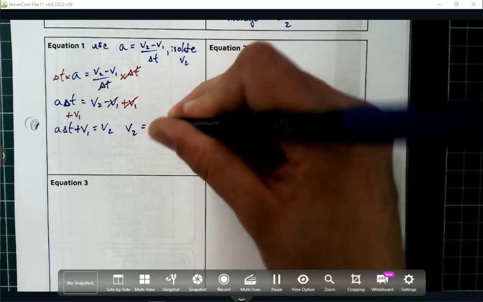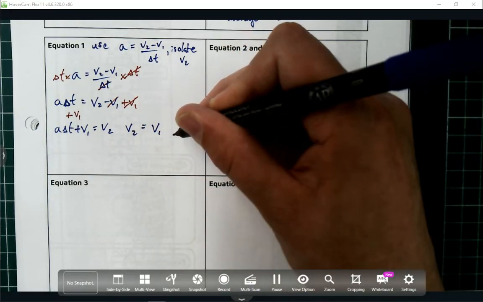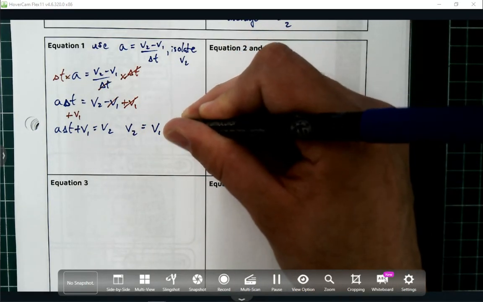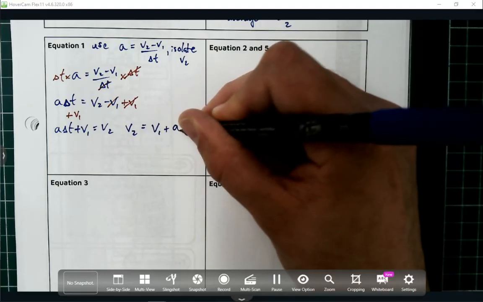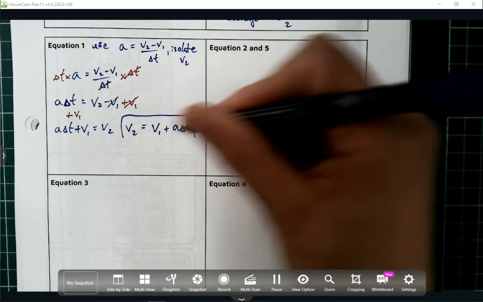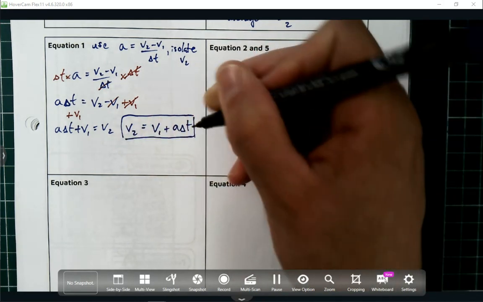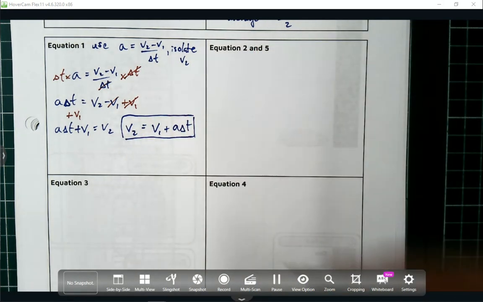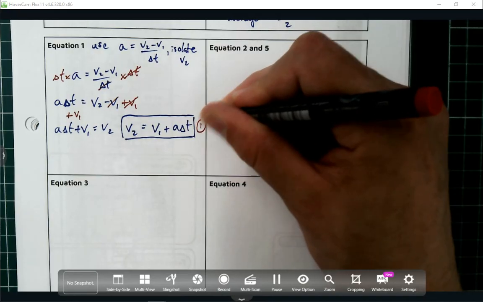So now we'd say V2 is equal to V1, because remember, stylistically, people like to put the T at the end, V1 plus A delta T. And as simple as it seems, this is actually pretty much the same equation we started out with. We just isolated for the V2, and people will call that equation 1.